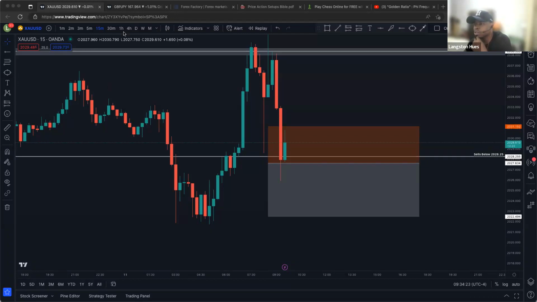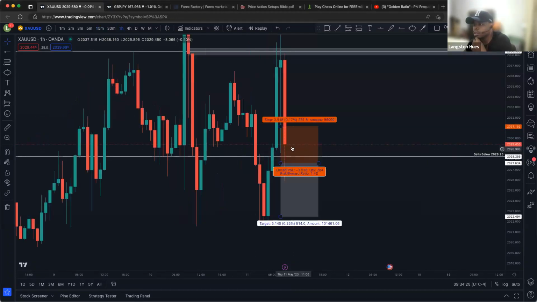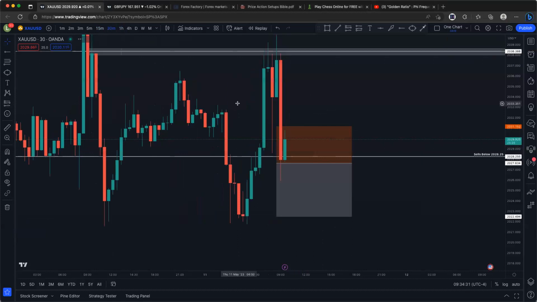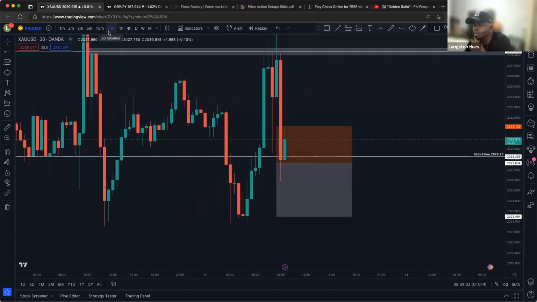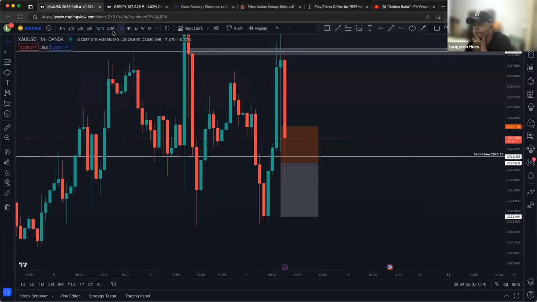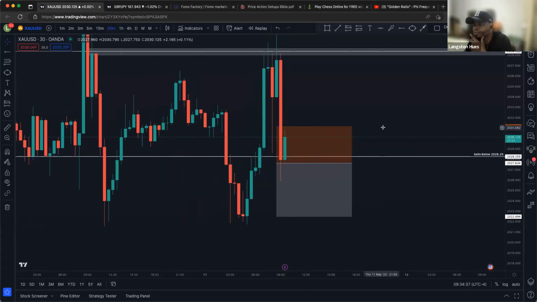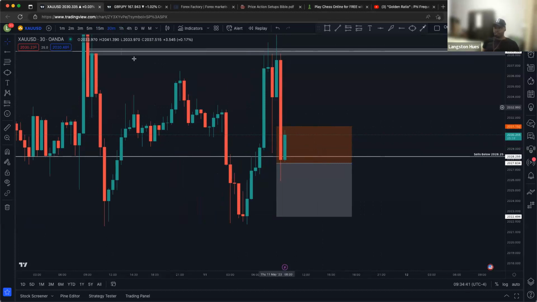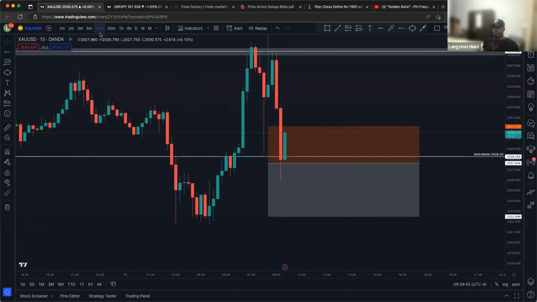Because this 1 hour could just close right back into this range. Why don't you put the stop loss there? It's on the 15-minute, 30-minute. That's the high of the current candle. Because I have no other, the 15-minute is even higher. Yeah.